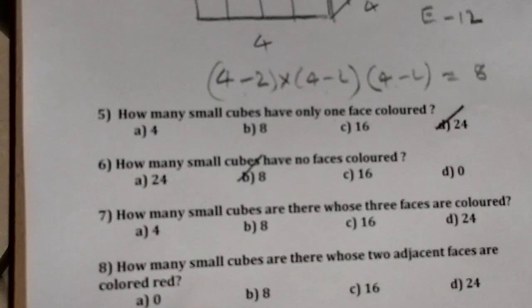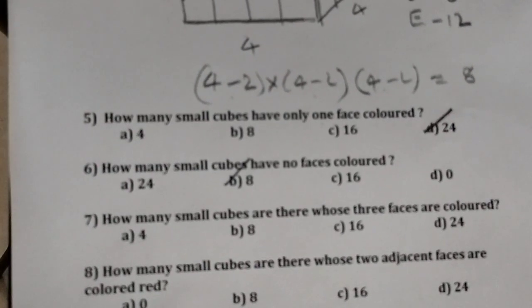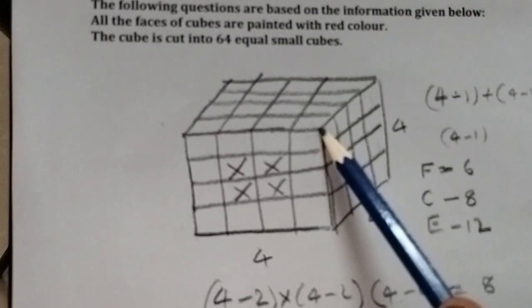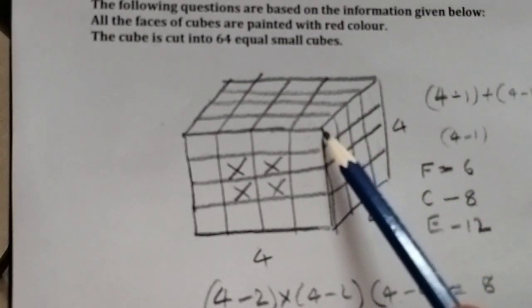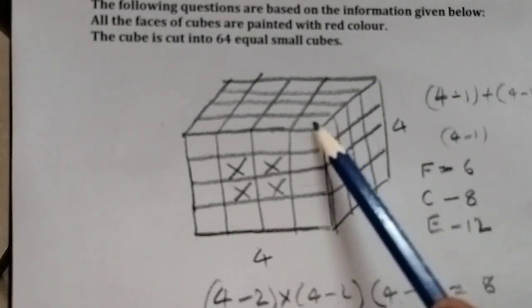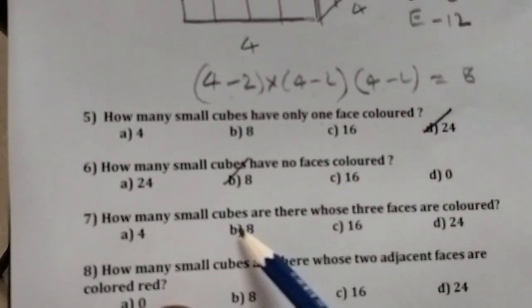Now question number 7, how many small cubes are there whose faces have three face color? That three face color depends on the corners of the cube. How many corners do we have? Totally 8 corners. So in 8 corners we observe the small cubes having three face color. Now your answer should be 8 only.